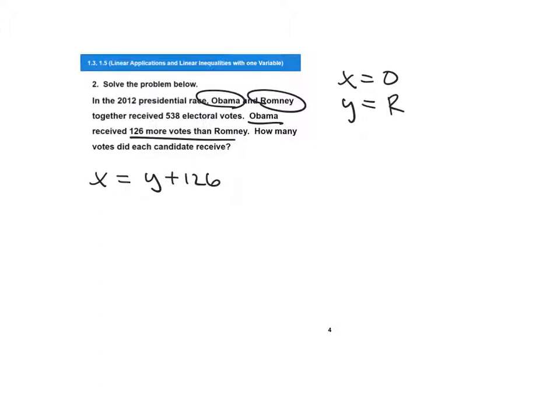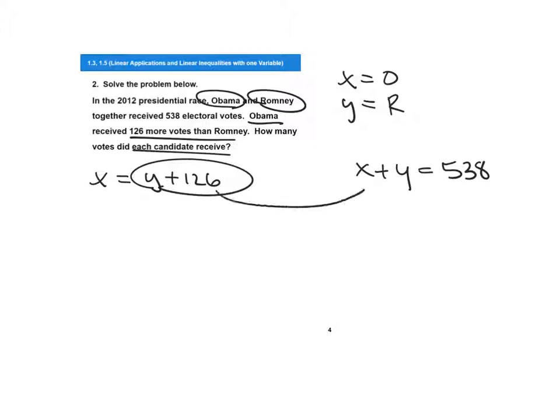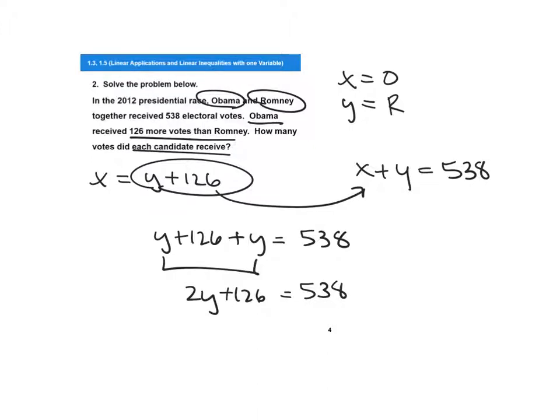Let's say Romney had 100 votes. Well, 100 plus 126, Obama would have had 226. Romney is what we have as Y. One thing we do know is that Obama plus Romney had a total of 538 electoral votes. How many did each candidate receive? X is Obama, so we're going to substitute Y plus 126 for X in X plus Y equals 538. Like terms, Y and Y, give you 2Y plus 126 equals 538.